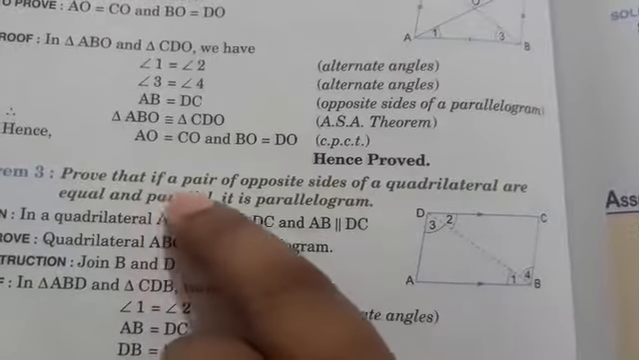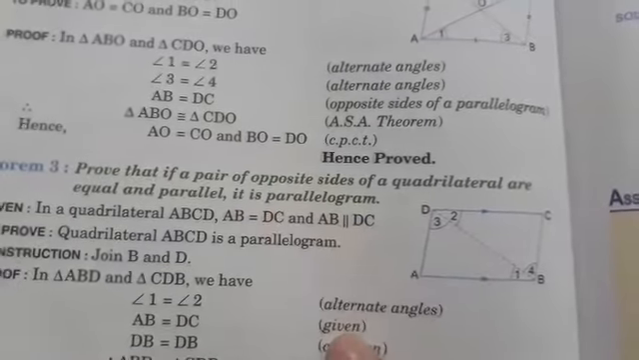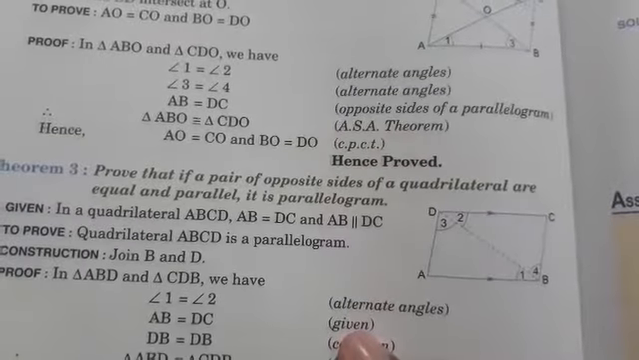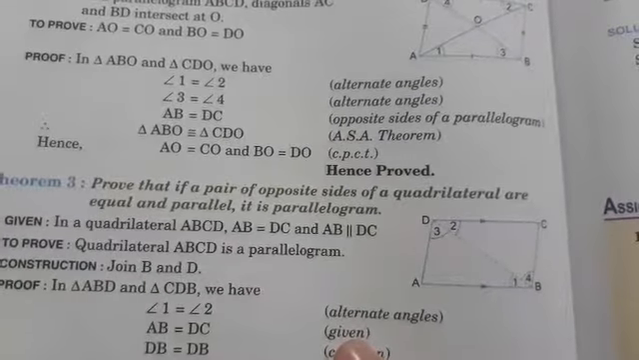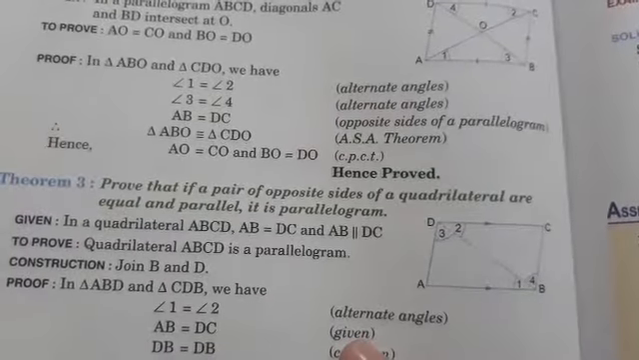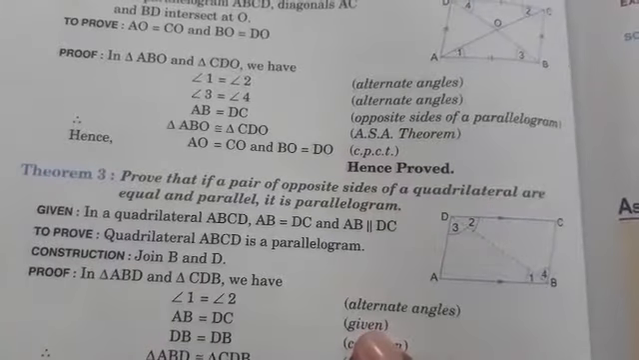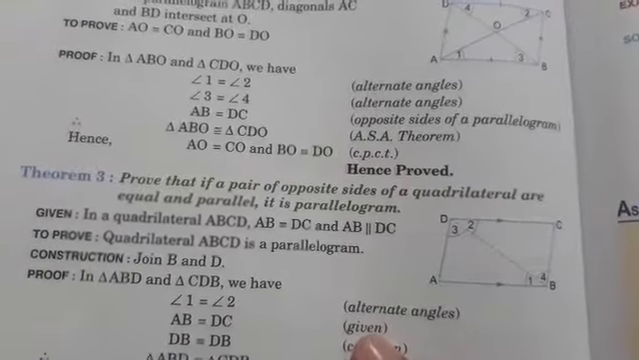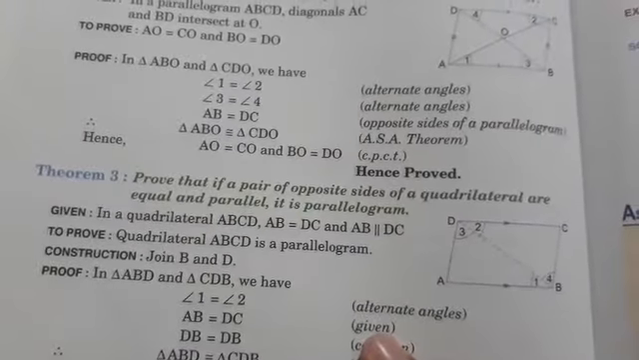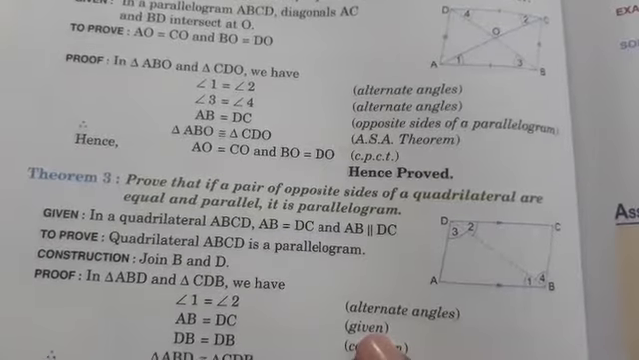Next property is to prove that if a pair of opposite sides of a quadrilateral are equal and parallel, then it is a parallelogram. If a quadrilateral is given, first case, opposite sides are equal, second case, opposite sides are parallel, then this quadrilateral must be a parallelogram. For example, if a four-sided closed shape is given, then this means that it is a quadrilateral. Opposite sides are equal, third case, opposite sides are parallel, then you can directly say that it is a parallelogram.